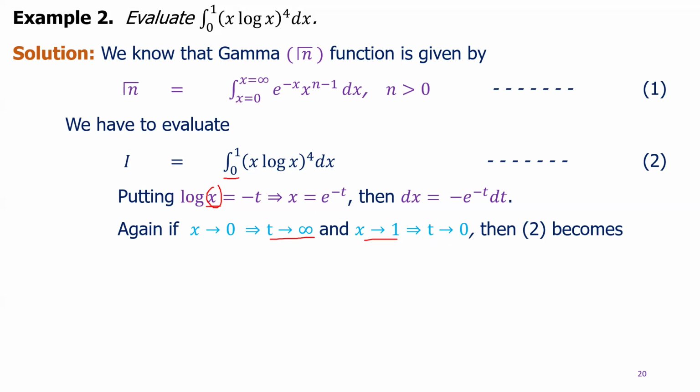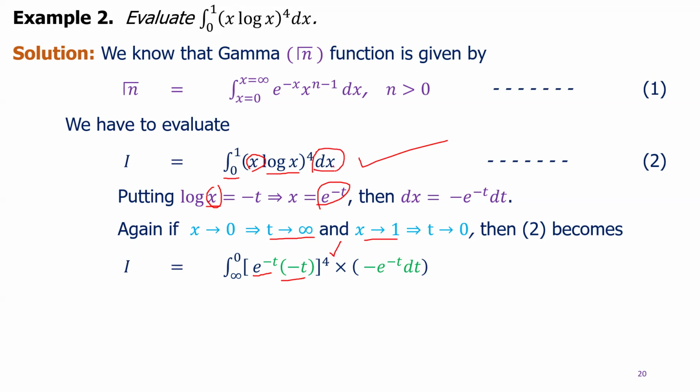Now this equation number 2 is converted to I equal to the integration under the limit infinity to 0 of e to the power, what is the value of x? x is e to the power minus t, and log x is equal to minus t, whole to the power 4, and dx is equal to minus e to the power minus t dt.